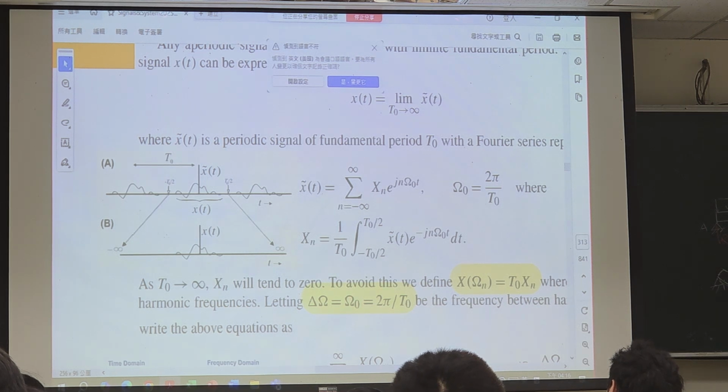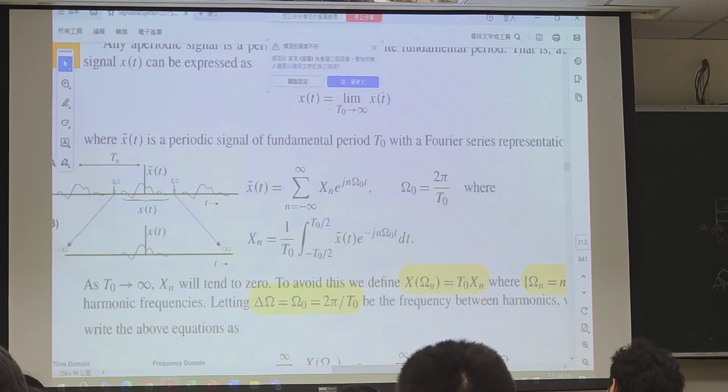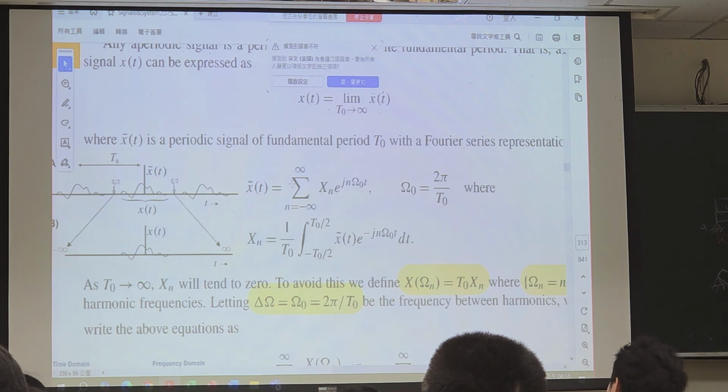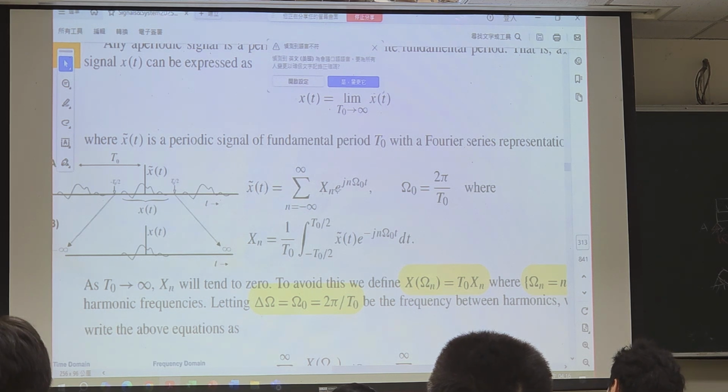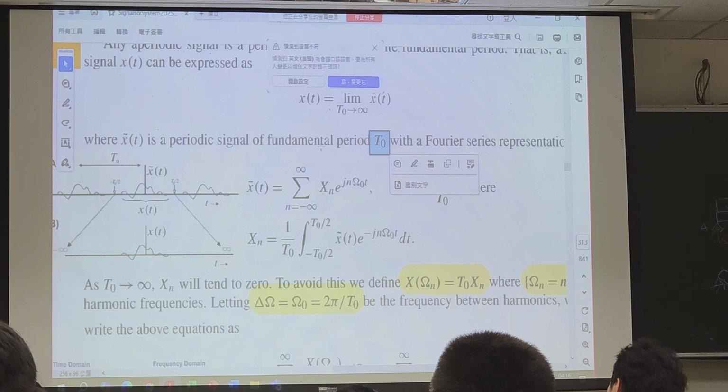Then from the Fourier series expansion, we know the periodic function can be written as a sum of the complex exponential functions. So actually cosine, sine, sinusoidal functions actually. Summation x_n e to the j n omega sub 0 times t. This omega sub 0 is the fundamental frequency, which is given by 2 pi over t sub 0. And t sub 0 is the fundamental period of the function.